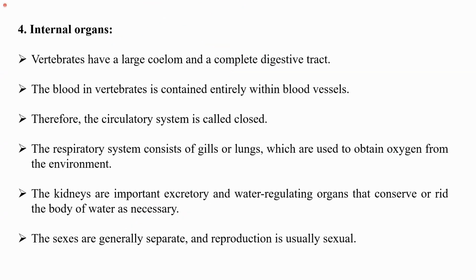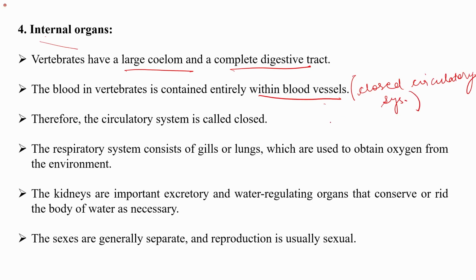The next important characteristic of vertebrates, along with the other chordate characters, is the presence of internal organs that I discussed in the introduction slides of vertebrates also: they have a large coelom, they have a complete digestive tract. The blood is contained entirely within the blood vessels. Therefore, we can say that they have a closed circulatory system. The blood does not flow in directly, but flows within the blood vessels, which are arteries, veins, capillaries, etc.